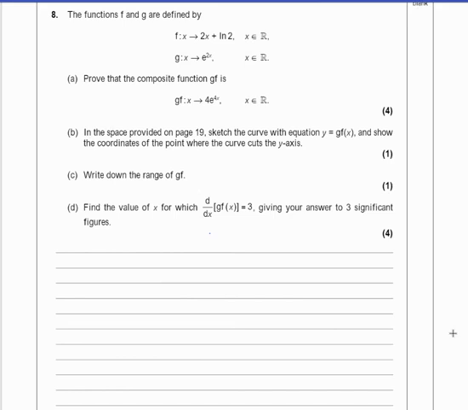Here we have a question on functions. So, it's an exam question. The functions f and g are defined by f of x is 2x plus ln of 2, that's the natural log of 2, or log to the base e of 2, where x is a real number, that's the domain given. And g of x is given by e to the power of 2x, again, where x is a real number. Part A is asking us to prove that the composite function of g of f is given by this.